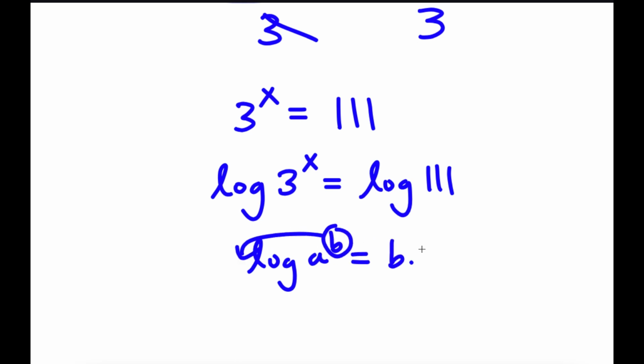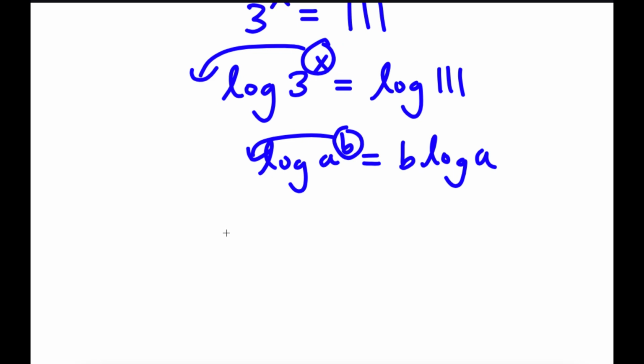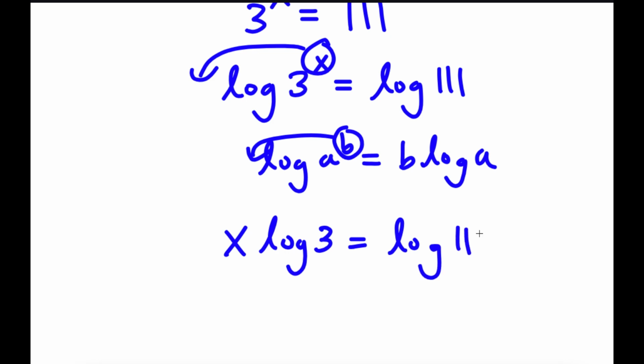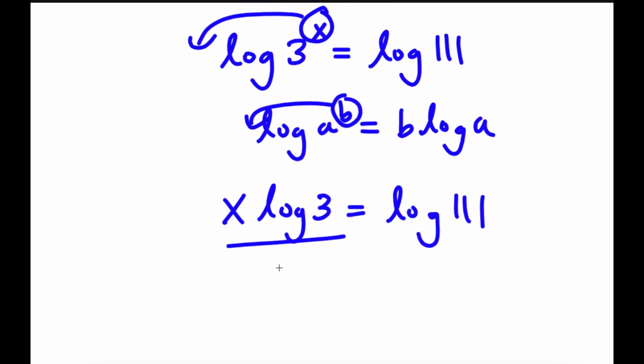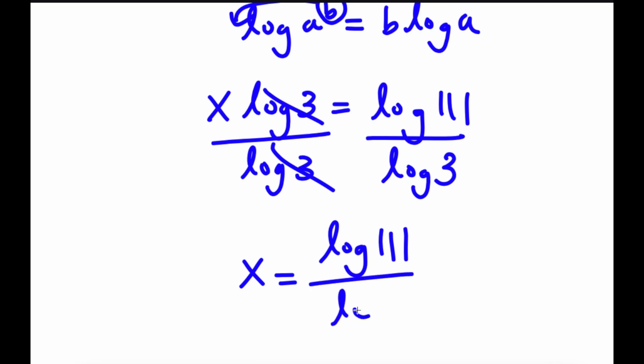So this is equal to b times log a. So for log 3 to the power of x, I can move x to the front. So now I have x times log 3 is equal to log 111. Now if I divide both sides by log 3, these two cancel out. And now I have x is equal to log 111 over log 3.